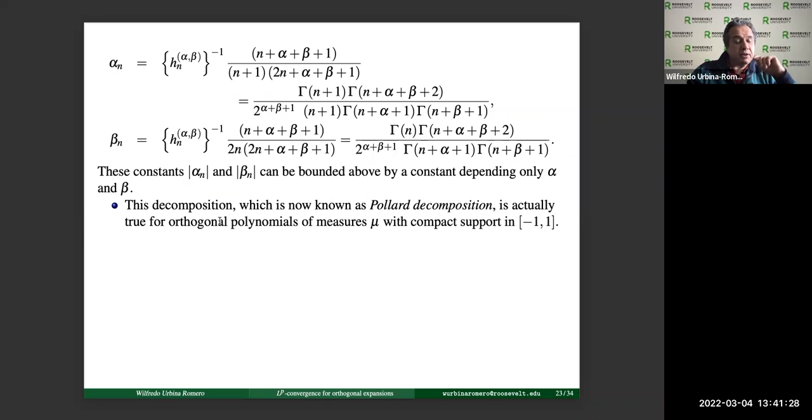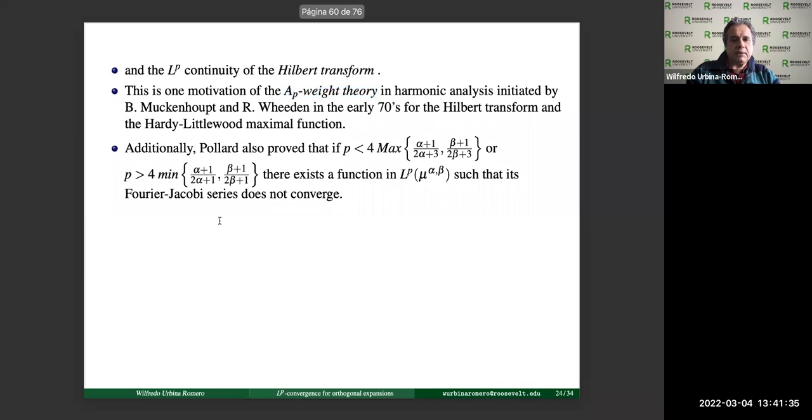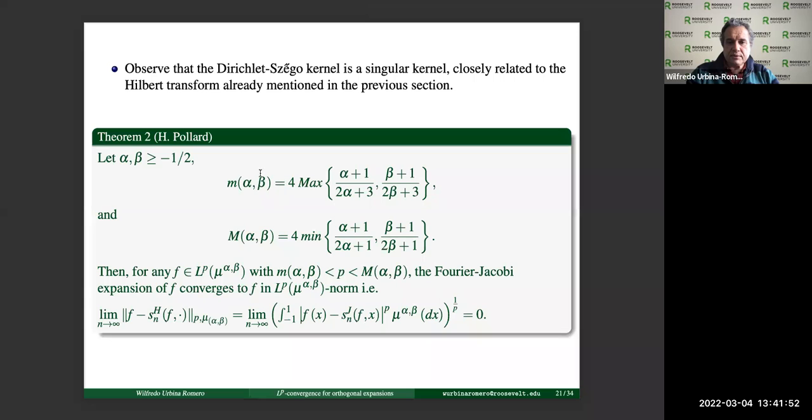The proof is very difficult because of that, right? But he is able to get the proof through. Additionally, he proved that you cannot go below this guy nor above this guy, so it's optimal. That's the range. So this is the only range. You cannot expect more than this range.